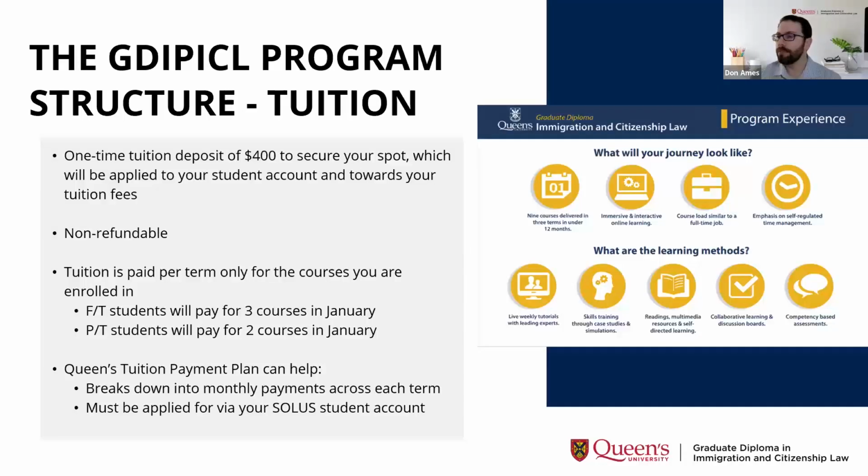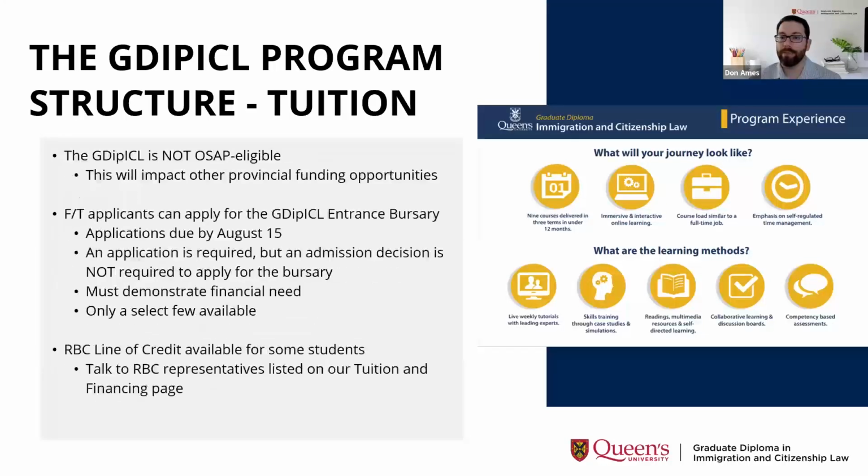The Queen's tuition payment plan is also available to our students in our program. It allows you to take that term lump sum payment and break it into 4 equal installments, where you pay 1/4 of the tuition for that term in each of the months of the term. So you can pay January, February, March, and April. That's applied via your Solus account, which is your student online account. More information will be provided to incoming students about applying for that.